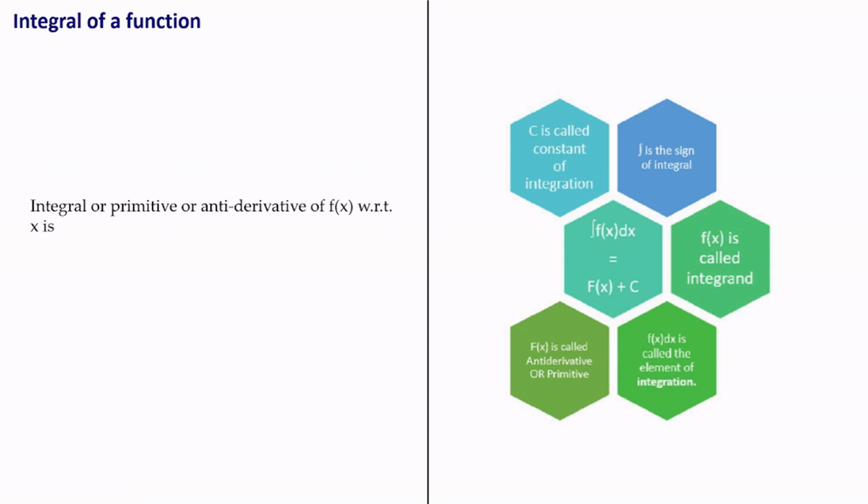So first we will see what is the integral of a function. Now we are aware that if we have a function, say capital F of x, then the derivative of this function capital F of x is nothing but, say, small f of x. So if we consider the derivative of a function capital F of x as this small f of x, then the integral or the primitive or the antiderivative of f of x with respect to x is given by integral f of x dx. This is equal to capital F of x.